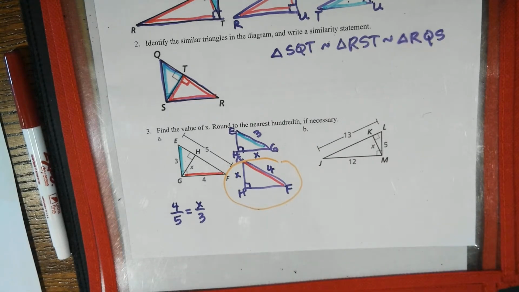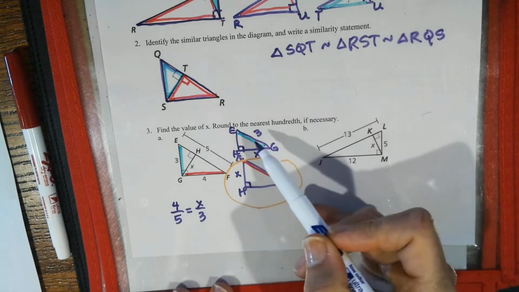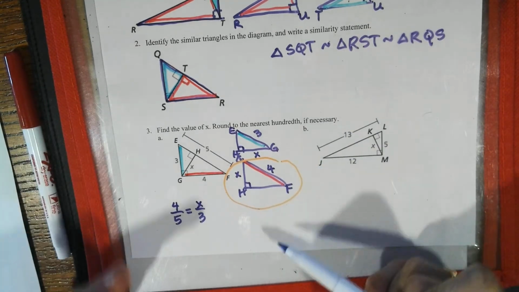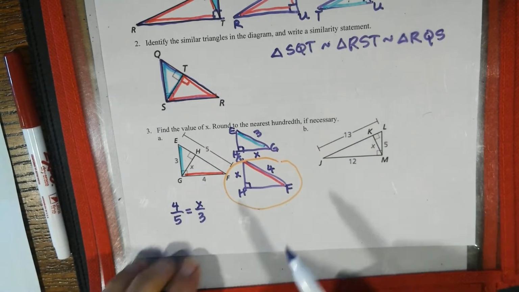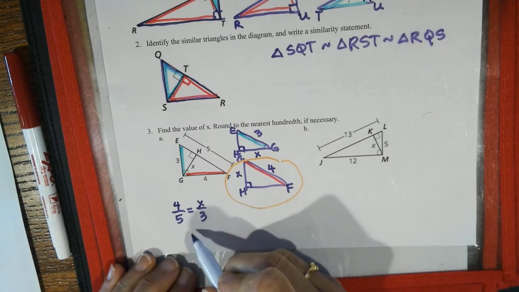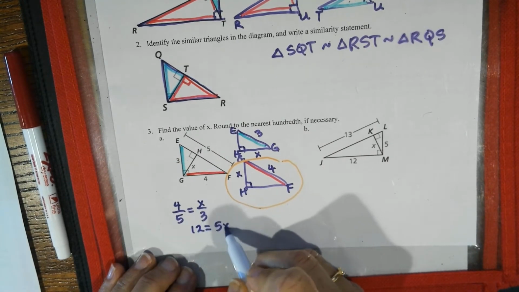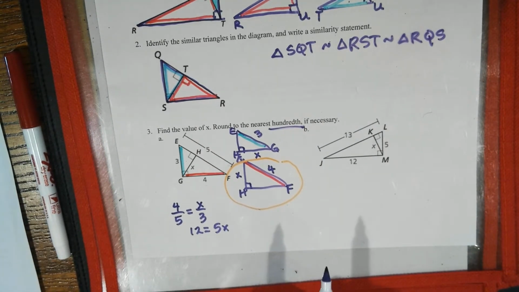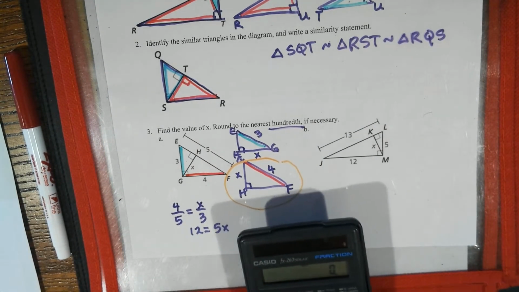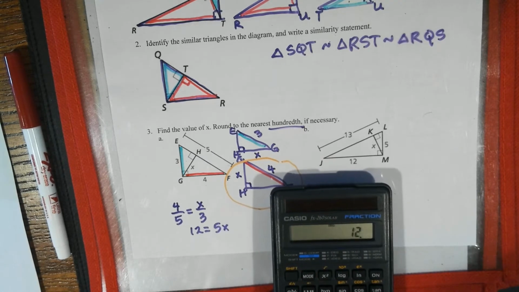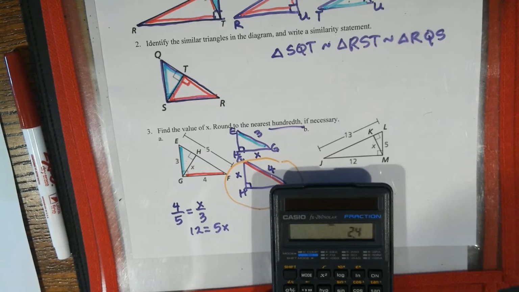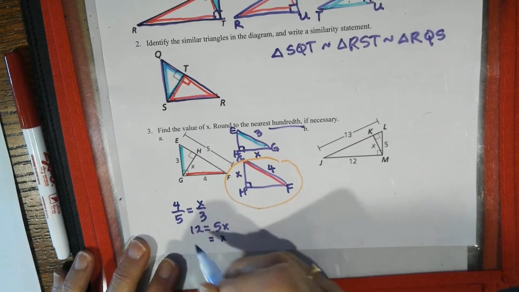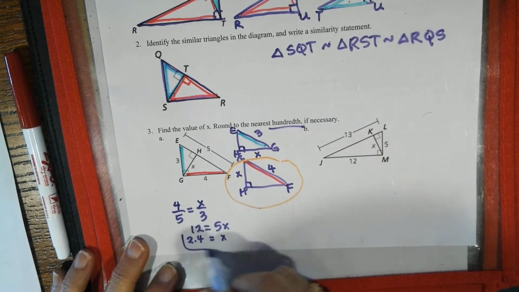None of that matters. You could have done it with this one. The whole point is that whatever similarity statement you keep, you do it consistently. And then you do cross products. So you get 12 equals 5x. It says round to the nearest hundredth. So they're saying it's okay to use a calculator here. Just grab your calculator and do 12 divided by 5. And I get 2.4. So x equals 2.4.